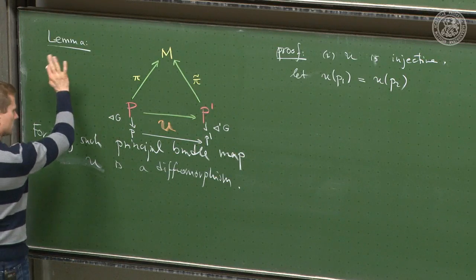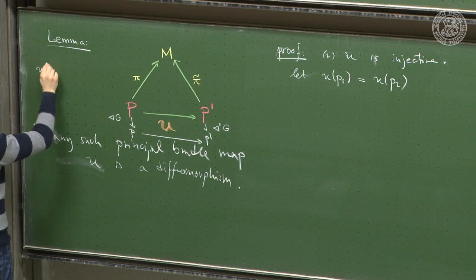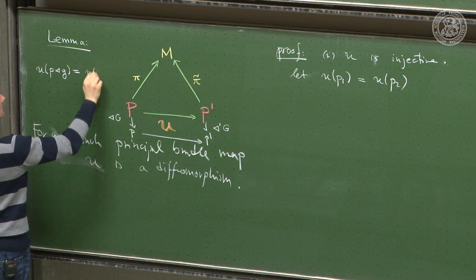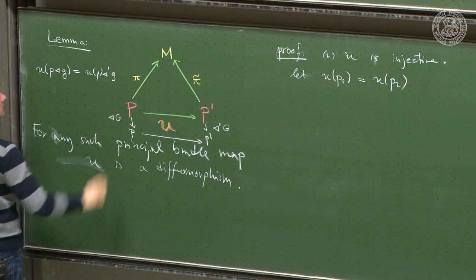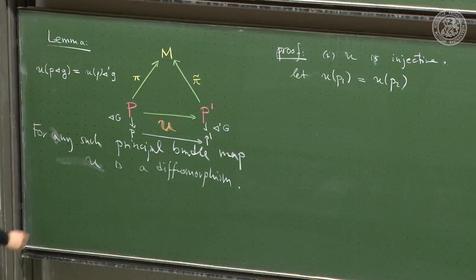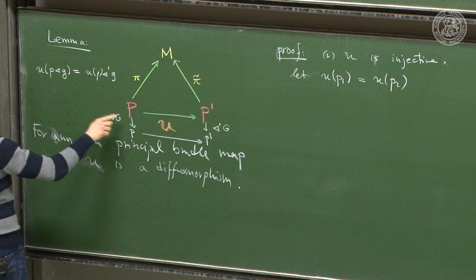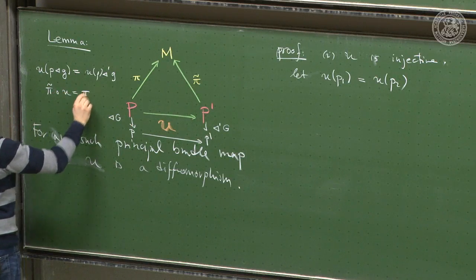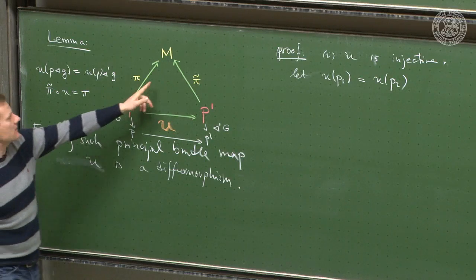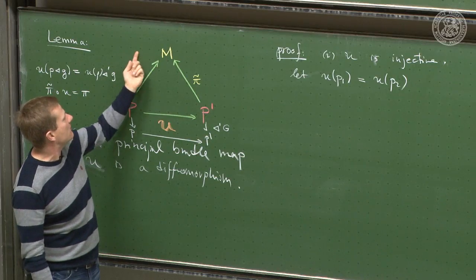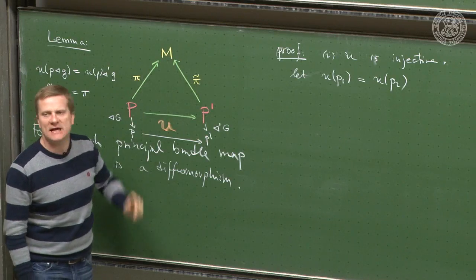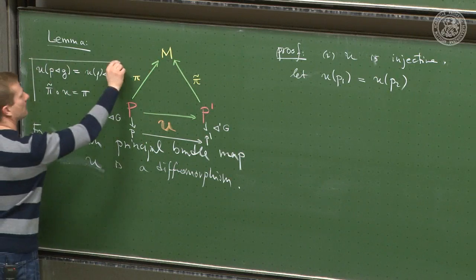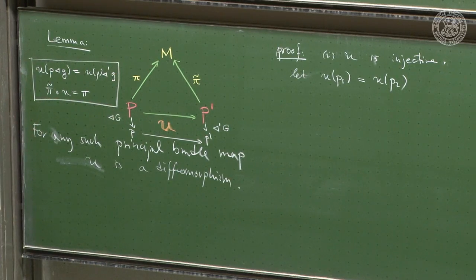And let's just recapitulate what we have. We have U of PG must be the same as U of P with G acting, but with the primed action. That's one thing. And the other thing is that pi twiddle after U is pi. It looks like there's an F missing, but if you have a map from M to M, this means this map from M to M is the identity. We go to the same point. This is supposed to commute. So we have these two properties by assumption.